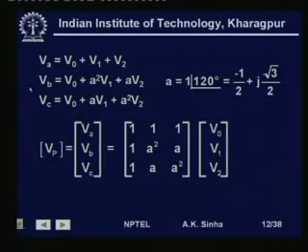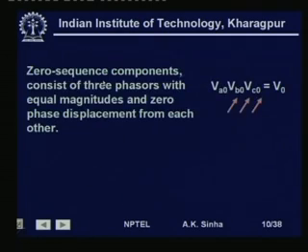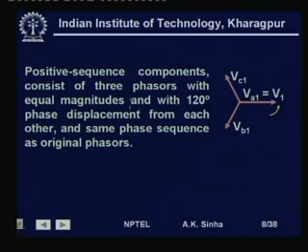So, here VA is equal to VA0 plus VA1 plus VA2, which we are writing as V0 plus V1 plus V2. VB is equal to VB0, which is same as VA0. So, we are writing it as V0 plus VB1. Now, VB1, if we look into this set, VB1 is lagging VA1 by 240 degrees, right.